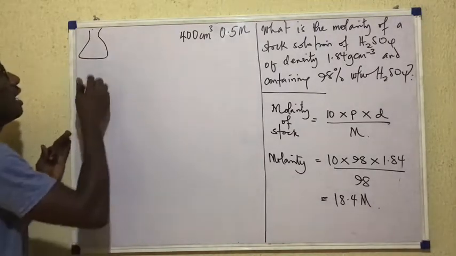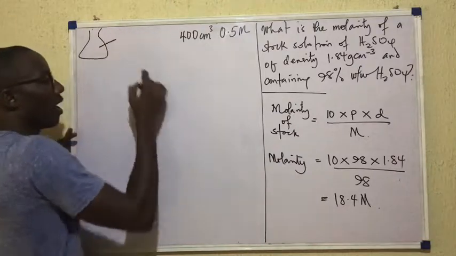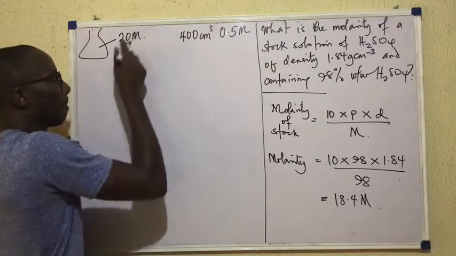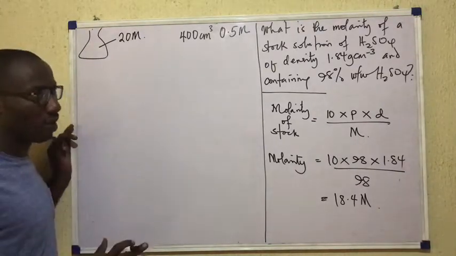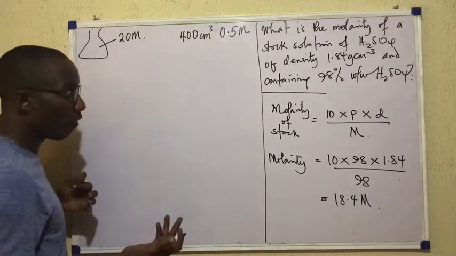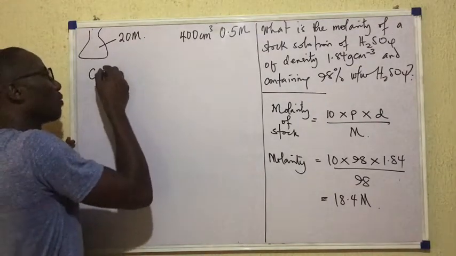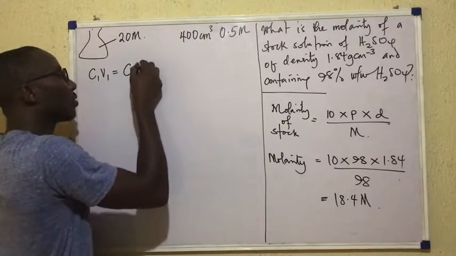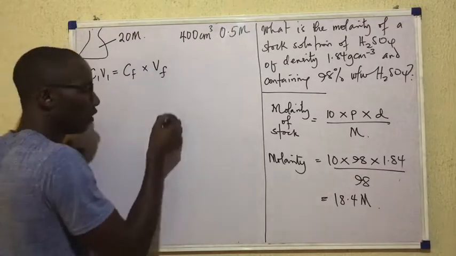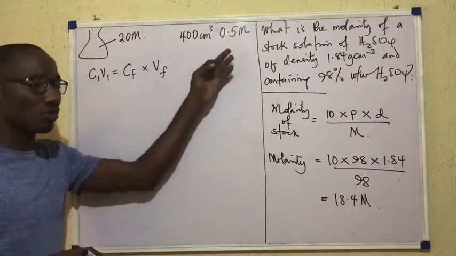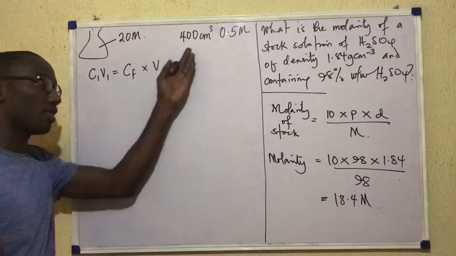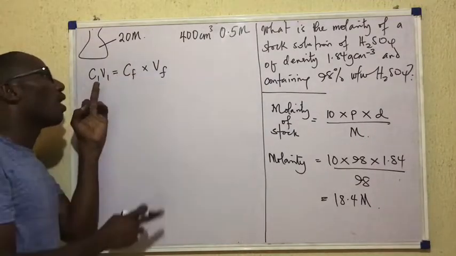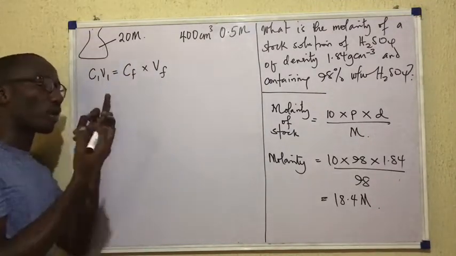For ease, let's assume that this is my stock. I've calculated its molarity already and I obtained 20 molar as the molarity of the stock. What volume of that stock would I need therefore? I'll use the dilution formula, which says initial concentration times initial volume equals final concentration times final volume. Now the final volume and final concentration are the ones I want to achieve. They are right here. Then the initial concentration is the molarity of the stock, while the initial volume is the volume of stock I would need.